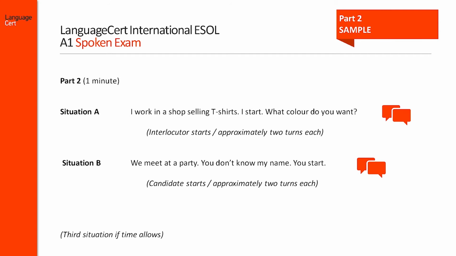Part 2 requires the candidate to take part in a situational role play. He or she will be asked to take part in 2 or 3 situations. Both the candidate and the interlocutor need to produce approximately 2 turns each during each situation. The candidate needs to ask or respond according to the interlocutor's instructions. Here we can see an example where the interlocutor sets the following situation.